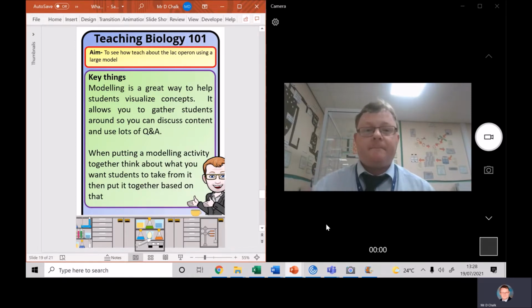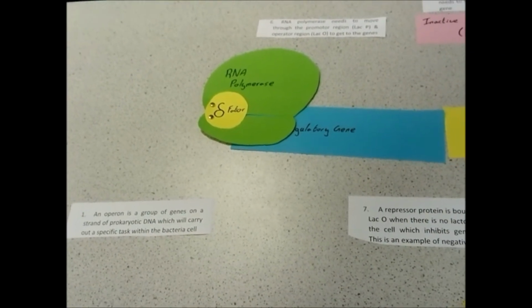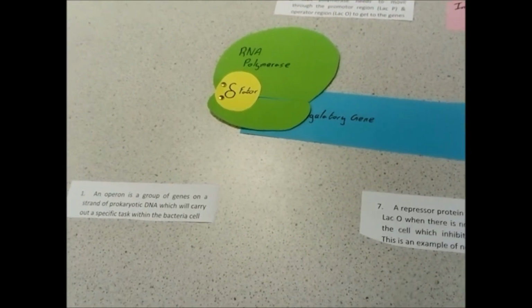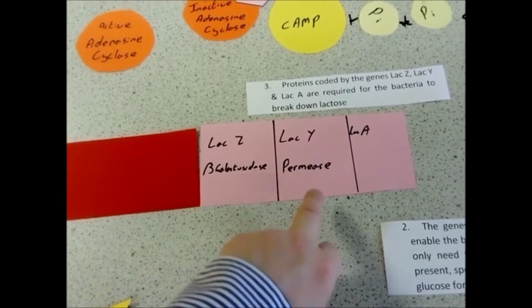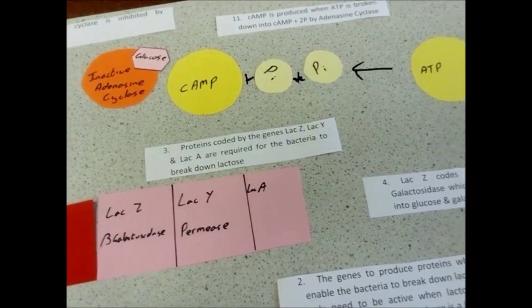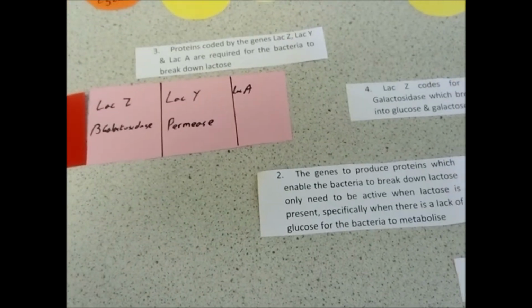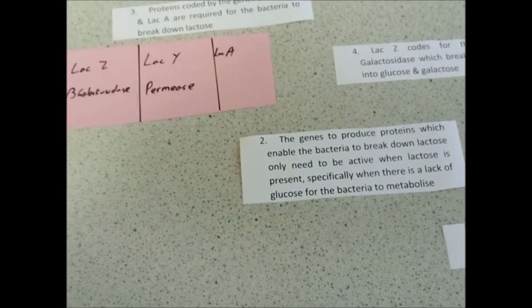Thing to be aware of: an operon is a group of genes in prokaryotic bacteria that code for a series of proteins that carry out a particular task. The lac operon in particular codes for 3 different enzymes. So lac Z codes for beta-galactosidase, lac Y for lactose permease, and lac A, we don't need to know about lac A. The proteins are only produced when lactose is present, because there'd be no point in producing them if there's no lactose present.